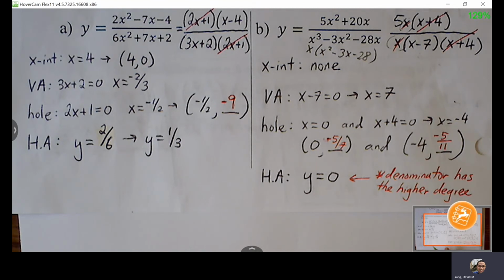No x-intercept, vertical asymptote at x equals 7. The reason why the horizontal asymptote is y equals 0 is because if I'm looking at my original equation, my denominator has the higher degree. If my denominator has higher degree, it's always going to be y equals 0. We don't care about the coefficients or the ratio. It's always going to be 0. Okay, any questions?